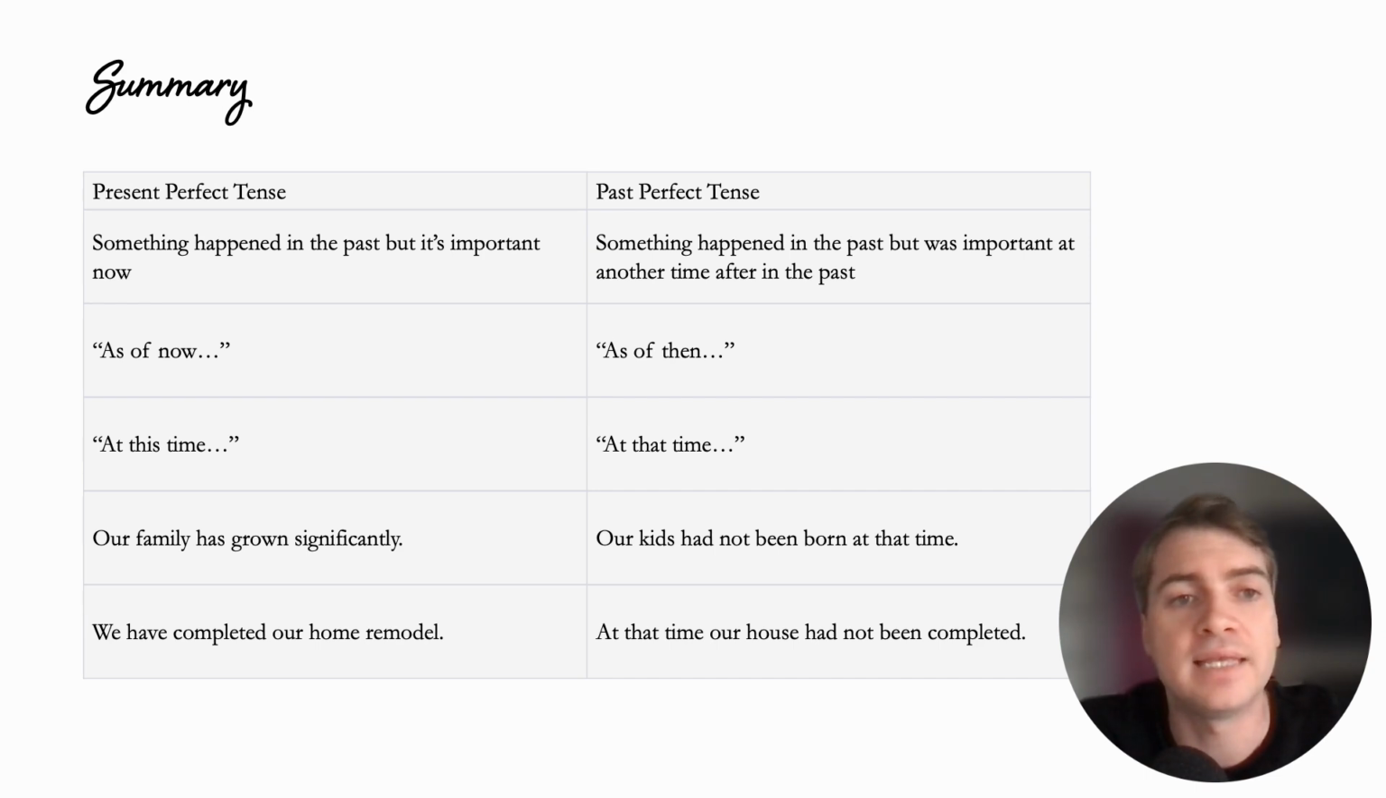Present perfect, our family has grown significantly. Past perfect, our kids had not been born at that time. Present perfect, we have completed our home remodel. Past perfect, at that time, our house had not been completed. Okay, so by looking at these, and if you compare the two side by side, you can really see this clear difference in the as of now and as of then, right? So something happened in the past and it's important now, present perfect. Something happened in the past and it was important then, past perfect, okay?